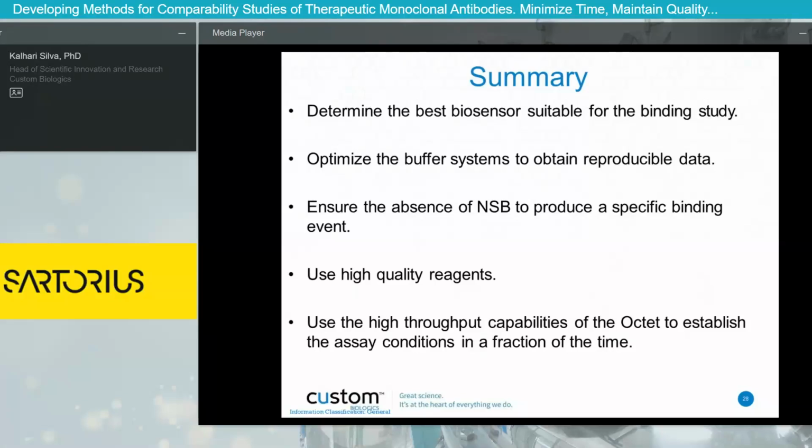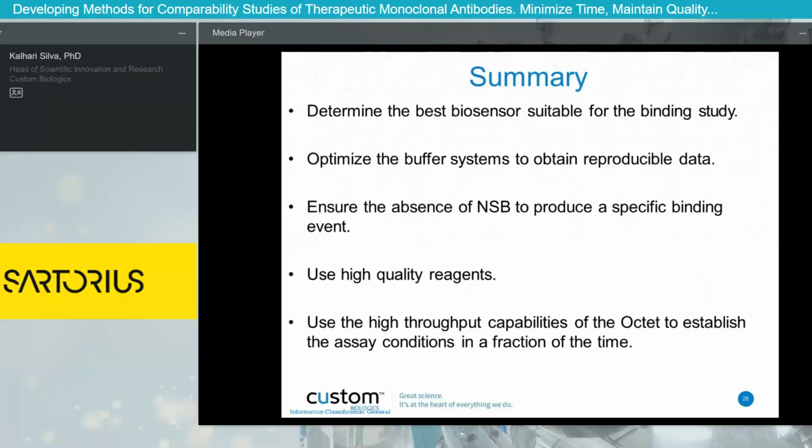Another approach to make sure your binding event is real and specific is to use a denatured or a mutated analyte, similar to what we performed in the case study using deglycosylated MAB. The fourth point is use high quality reagents. We often use purified proteins from qualified vendors to avoid issues with either impurities or aggregates. And we usually purchase carrier-free reagents because we do not want BSA being supplemented.